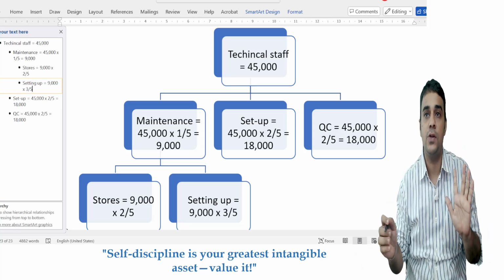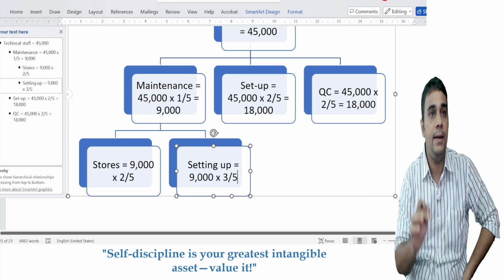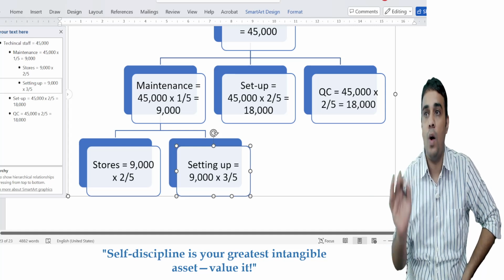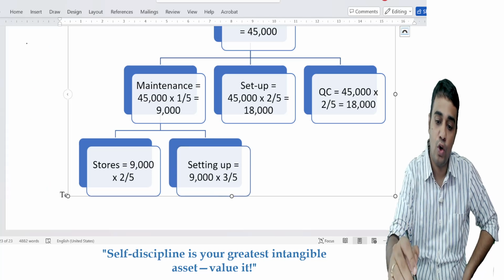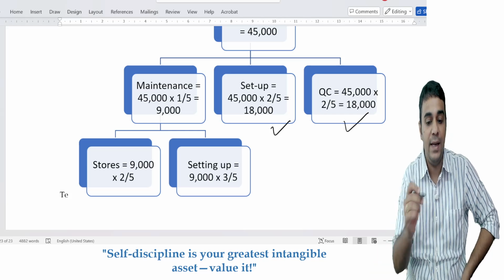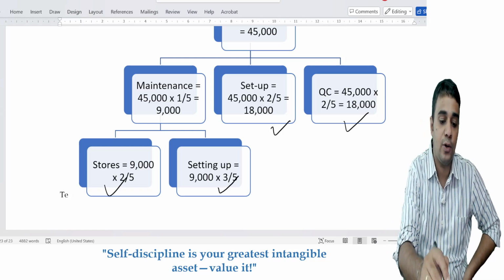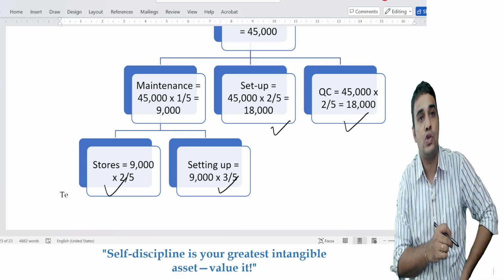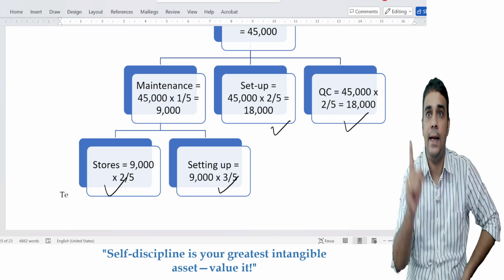Overall 45,000 is broken down into three activities. What are the three activities given? Maintenance, setting up, quality control. The question has told that. We bifurcated that. This will go to the setting up column. This will go to the quality control column. But in setting up, you please add this also, and this we will take to stores activity. I'll repeat again: 45,000 bifurcated into 9, 18 and 18.